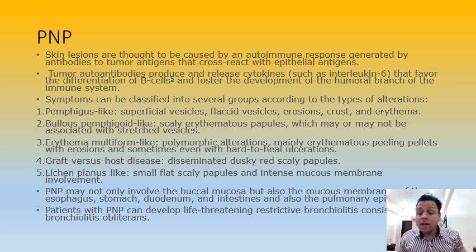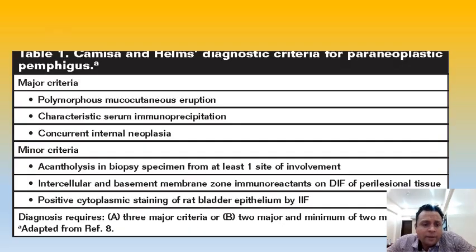There can be even lung involvement; bronchiolitis obliterans has been mentioned. Bronchiolitis obliterans is a very dangerous condition in PNP lung involvement. So the initial criteria was the Anhalt criteria, who initially described paraneoplastic pemphigus.